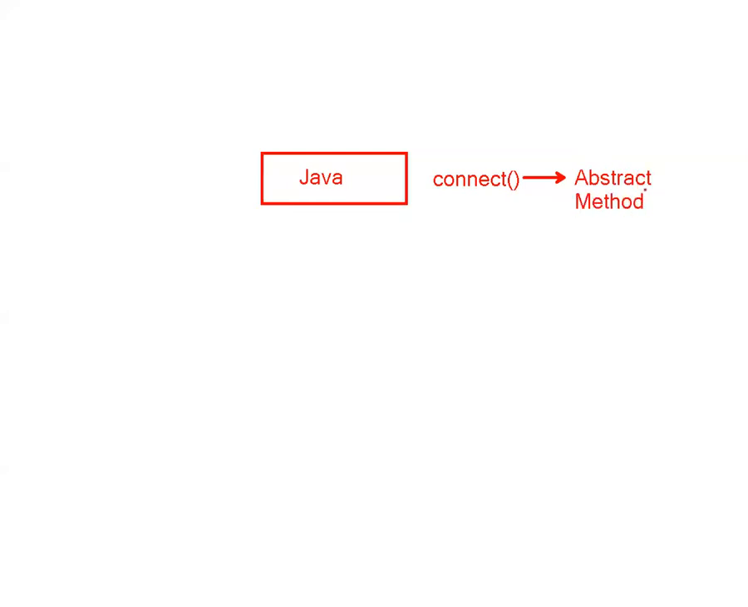Just observe. Java is a class name. Connect is a method. That is abstract method. What is abstract method? A method that has no body is called as abstract method. Only declaration part, no definition. This abstract method, if you want to write, this should be abstract class or interface. Either abstract class required or interface required. Any one required.